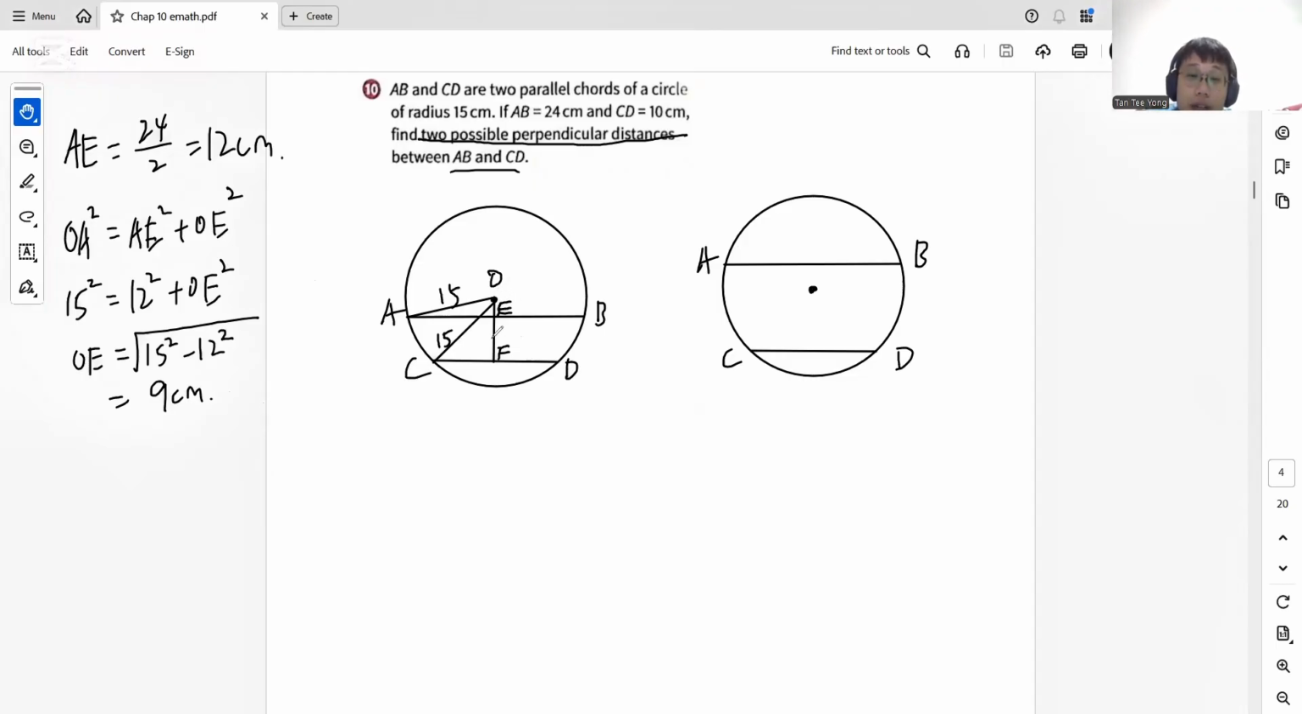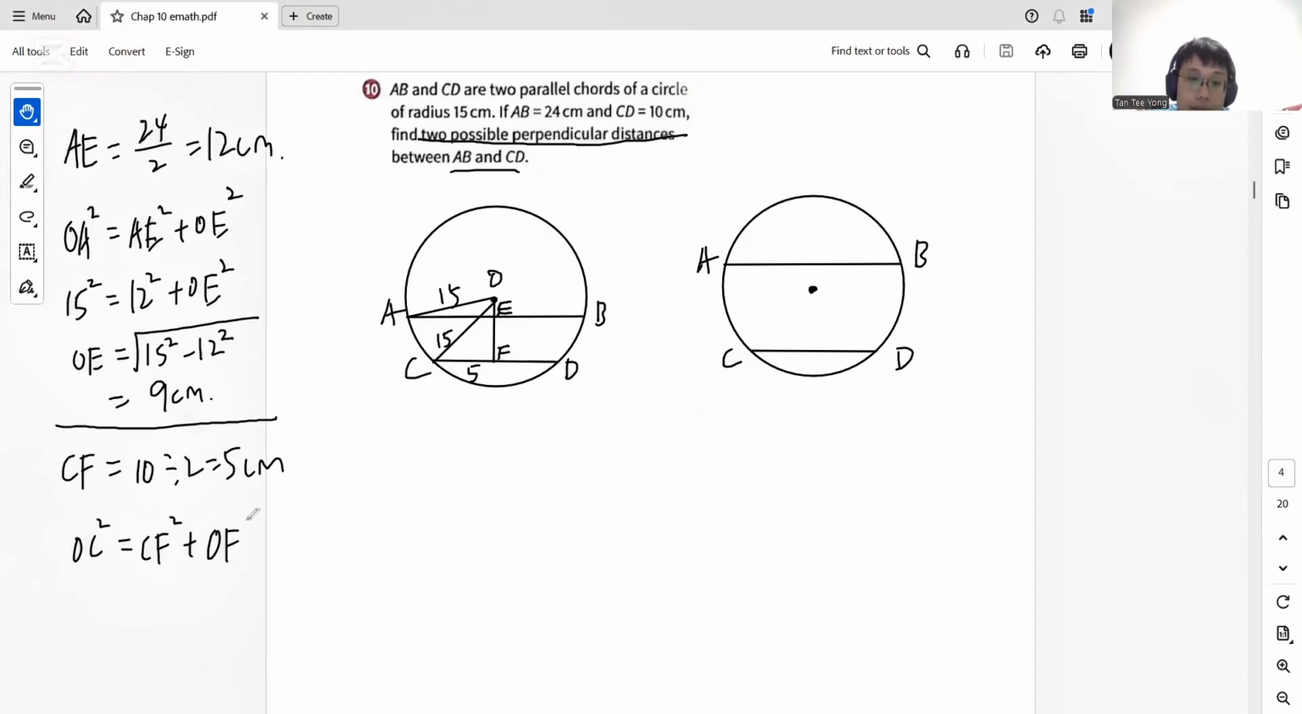So I want to find out what OF is as well. First thing first, we need to know what CF is. So CF is actually equal to 10 divided by 2 as well, so 5 cm. So CF here is 5. Right? So we've got to find out what OF is. Same thing, Pythagoras theorem. So OC square is equal to CF square plus OF square.